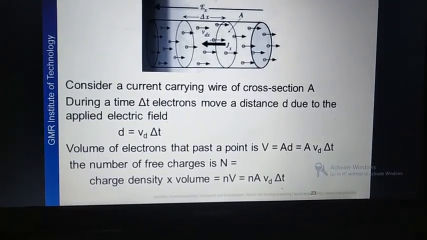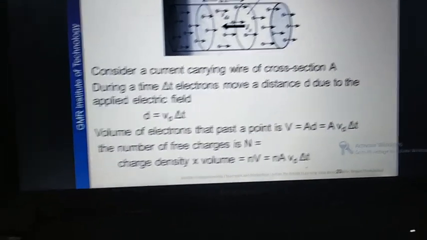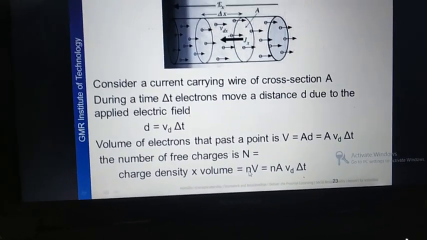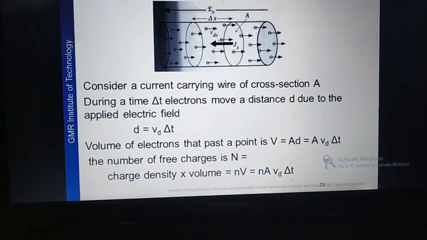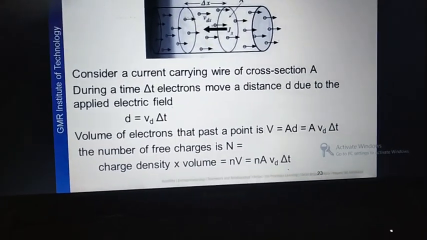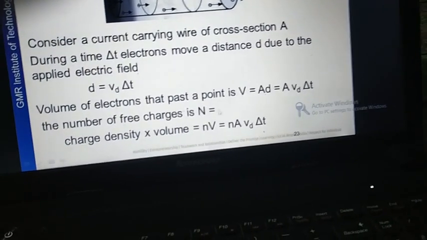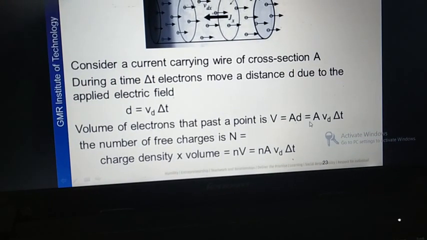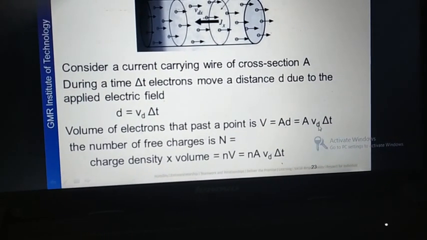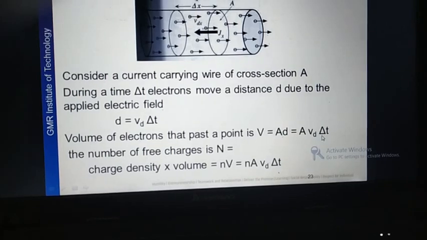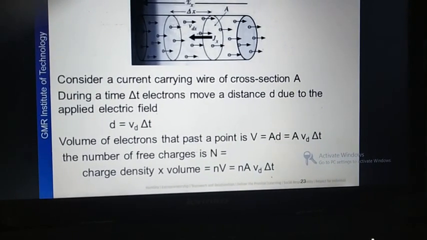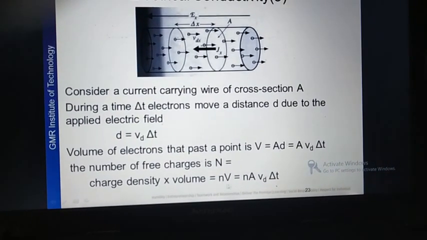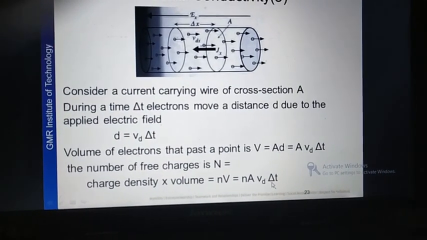The charge density is given by n. What is charge density? It is the number of electrons per unit volume. So the number of charges is n into V. What is the volume? A into Vd into delta t. What is Vd into delta t? It is the distance moved by the electron in time delta t, and A is the cross sectional area, so the number of free charges is given by n into A into Vd into delta t.